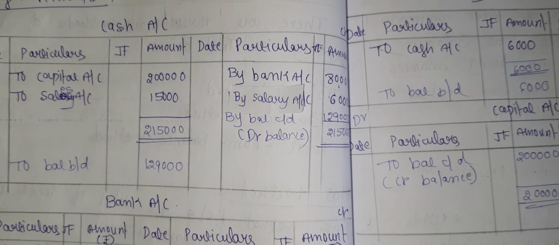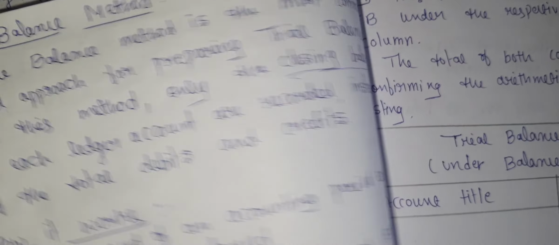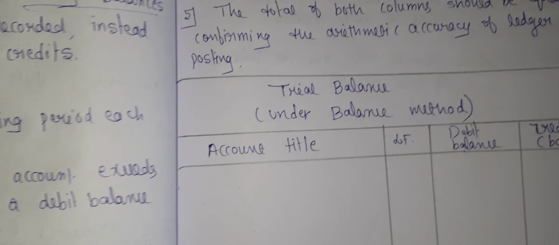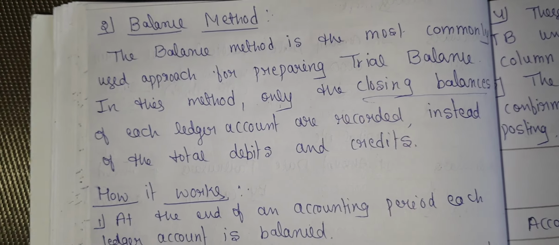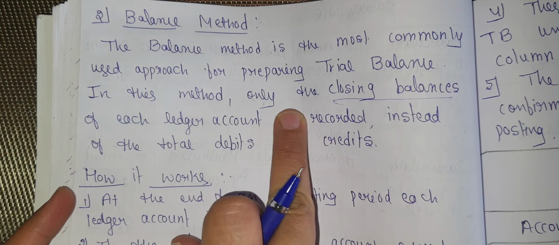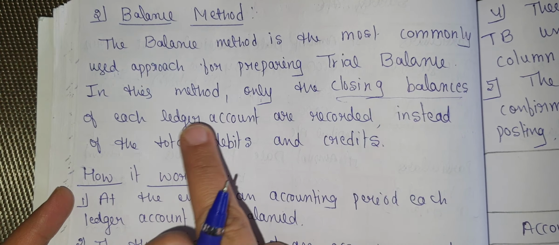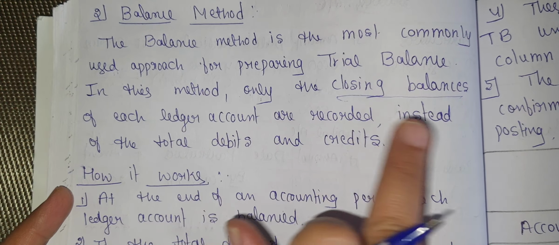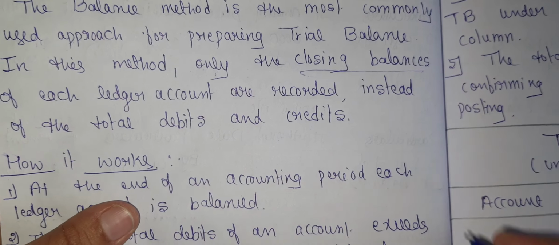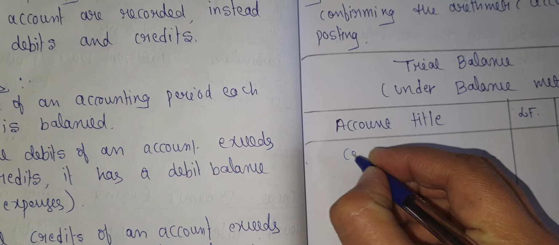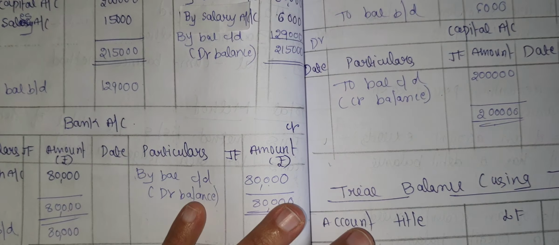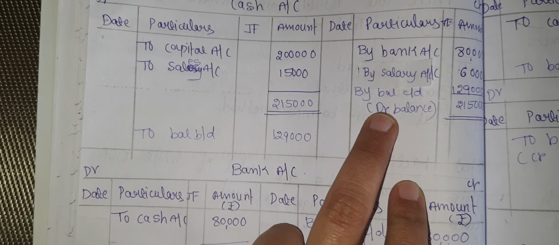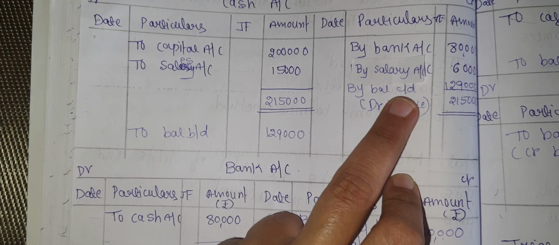Okay, now let's prepare the trial balance. Okay, see here, trial balance under balance method. In balance method, what we have to do here? In this method, only the closing balances of each ledger account are recorded instead of total debits and credits. Okay, first one is cash account. See here, write down the account title, that is cash. Cash, it is an asset. Okay, so here asset means debit balance, by balance carried on.